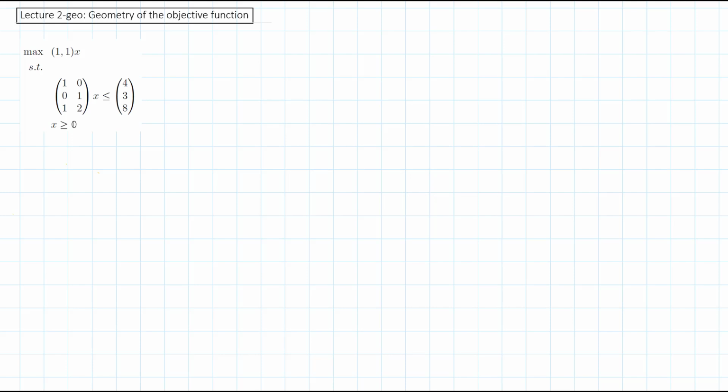Hello! We will discuss the role of the objective function in a linear program from the geometric point of view. We start with an example. Consider the following linear program. Notice that we have inequality constraints rather than equality constraints. Also, there are technically 5 constraints here, including the non-negativity constraints.